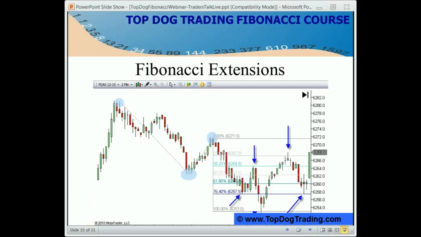Now, the next technique is Fibonacci Extensions. Here we have an impulse move from a high to a low, just like we did before. But now, once we get to this low, instead of looking for levels between here and here, what we want to do is find support resistance levels beyond that low.